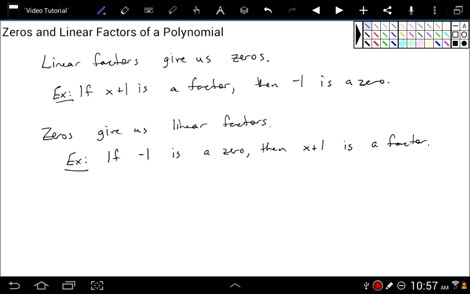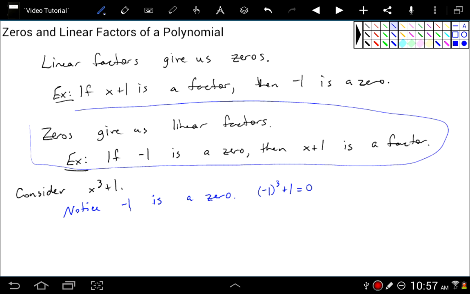So here's an example, okay? Consider x cubed plus 1. We don't maybe know how to factor that. But notice negative 1 is a 0, because negative 1 cubed plus 1 equals 0. What we just said from this statement, if we know a 0, then we know a factor. So, x plus 1 is a factor of x cubed plus 1.